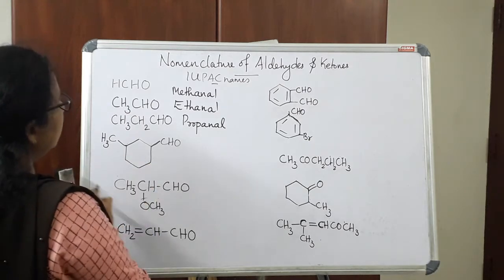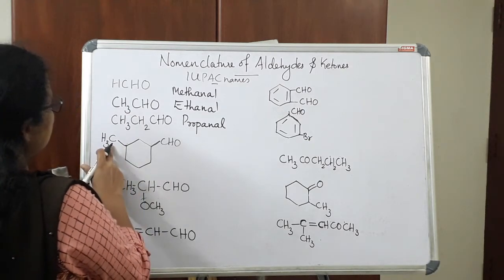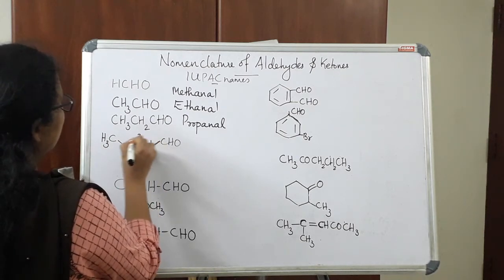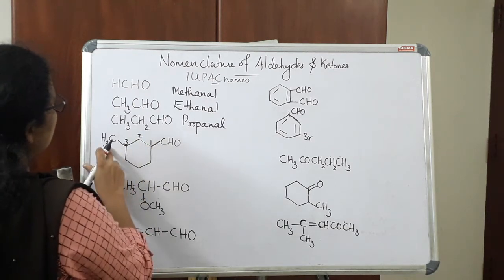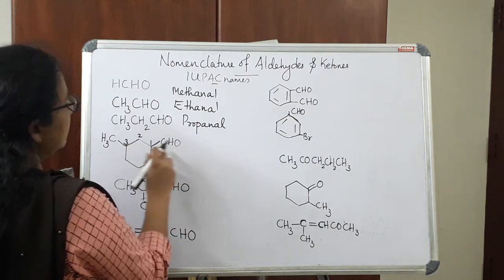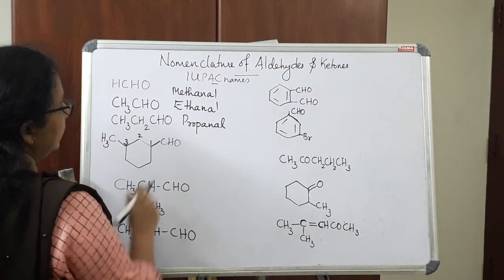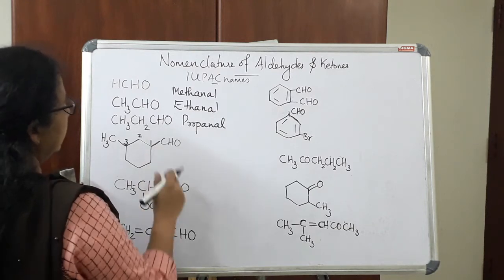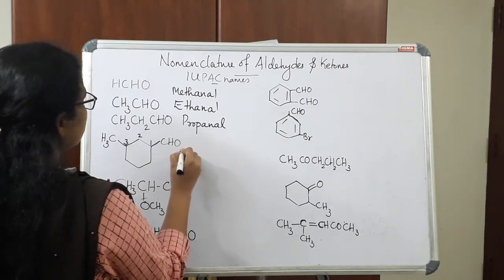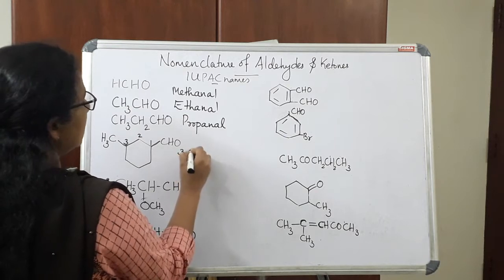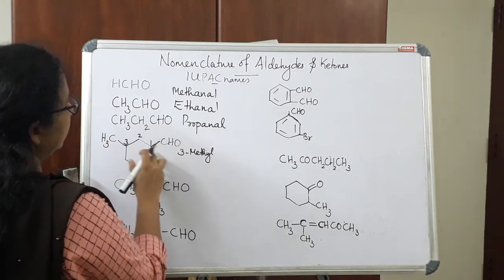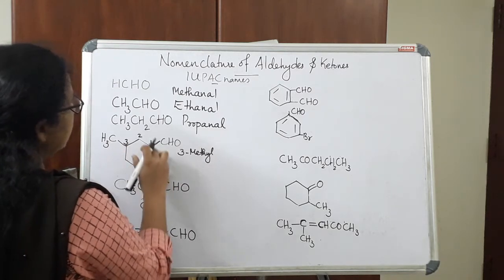So now let's see another compound. This is a cyclic compound. There is a substituent CH3, so we need to number this compound. This is the first position, second position and third position. At the third position there is a methyl group, and this is a cyclic compound, so it ends with carbaldehyde. So the suffix should be carbaldehyde. And first of all we should write the substituent. So it will be 3-methyl, and this is actually cyclohexane.